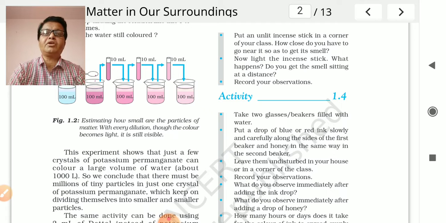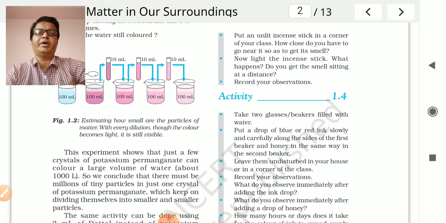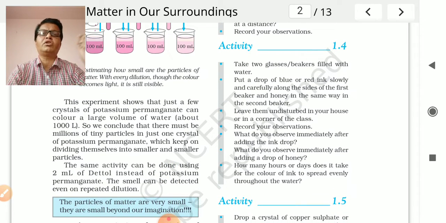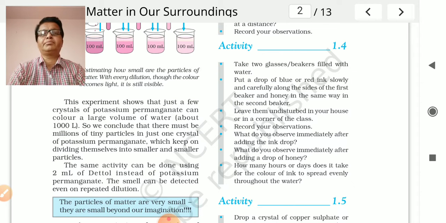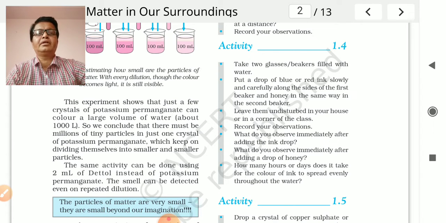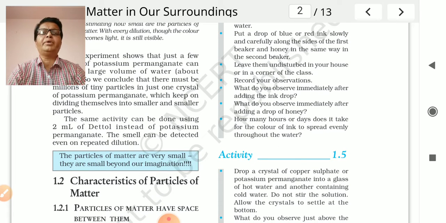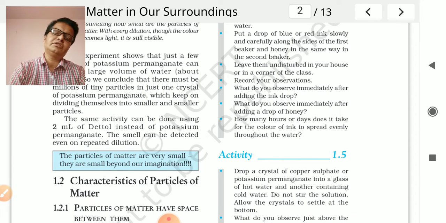That means they spread all over the water. So we conclude that there must be millions of tiny particles in just one crystal of potassium permanganate, which keep on dividing themselves into smaller and smaller particles. The same activity can be done using Dettol liquid instead of potassium permanganate. After dilution it will show the smell. Smell can be detected after every repeated dilution. That means the particles of matter are very small, small beyond our imagination.